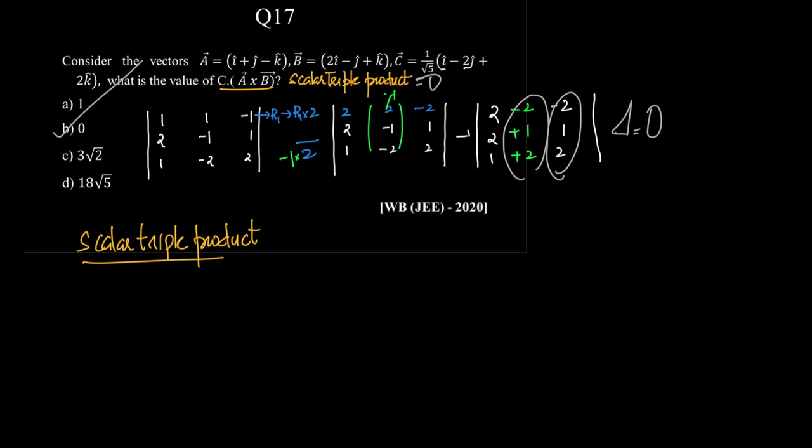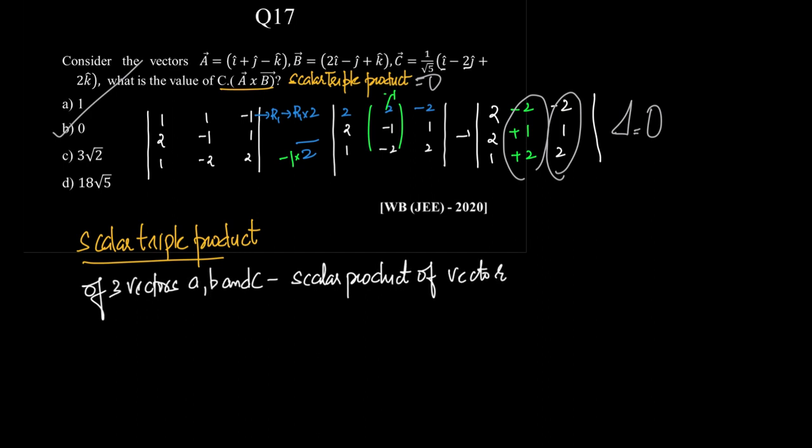What is the meaning of scalar triple product? The scalar product of 3 vectors A, B, and C is defined as the scalar product of vector A with the cross product of vectors B and C.